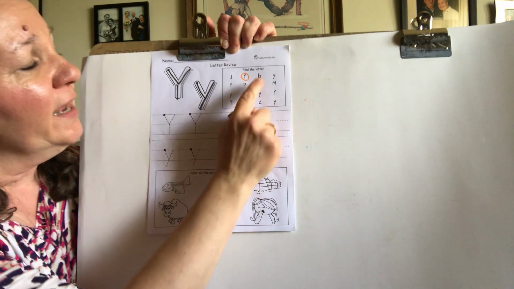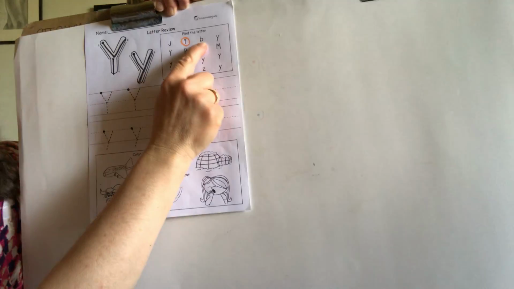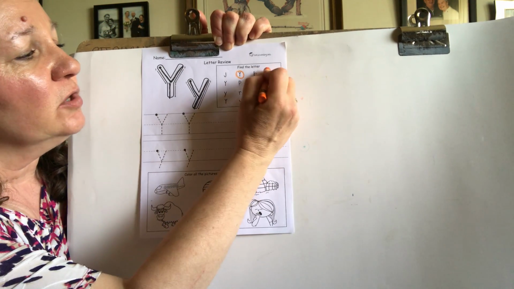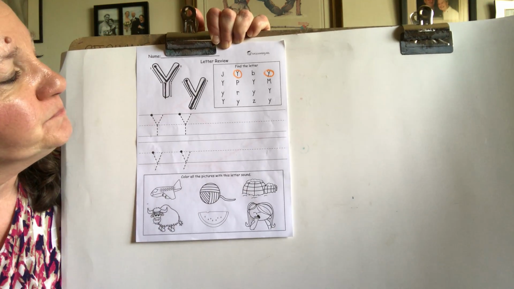That's our capital Y. And what about that one? Is that a Y? No, that's the lowercase b. We don't want that one. And this one is a Y. Good. Let's circle our lowercase y. You can use any color you want. Doesn't matter what color you're using.